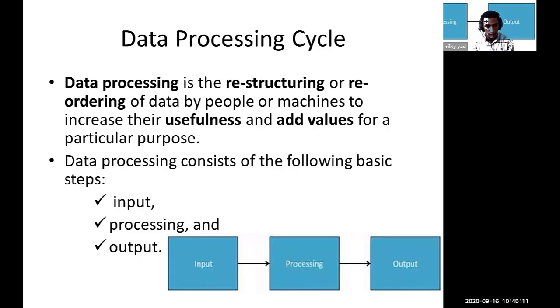What do we mean by data processing? Data processing means extracting only relevant information, because some information may be relevant from some perspectives but may not be as useful from a different perspective. So data processing means extracting only relevant information from input data, or simply restructuring or reordering data by people or machine to increase its usefulness and add value for a particular purpose.